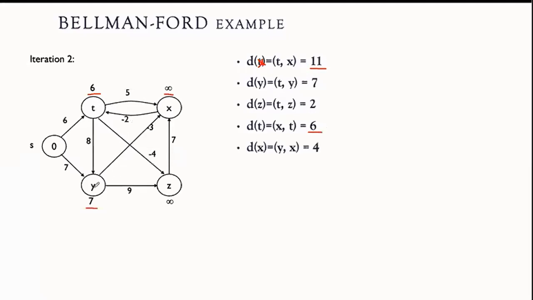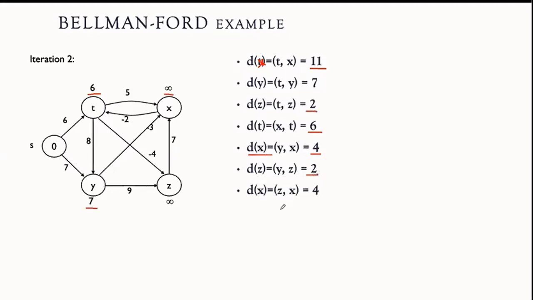Next, y to x. 7 minus 3 is 4. Here the distance of x was 11. So 4 is less than 11. Update the distance of x to 4. Distance of x will be equal to 4. Next, y to z. 7 plus 9, 15. Okay, distance of z, will it be 15? You can see here, distance of z already we got 2. So 15 is greater than 2. We will keep 2 itself.